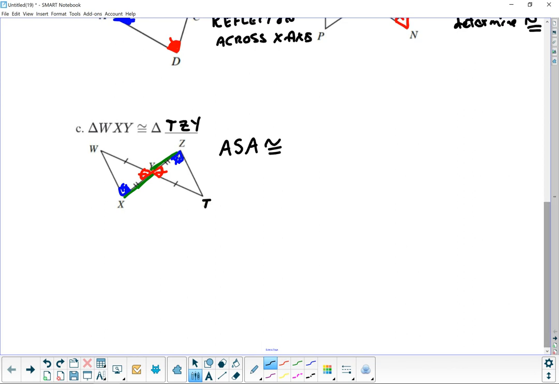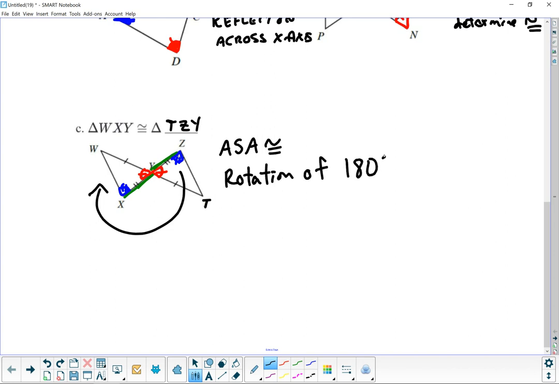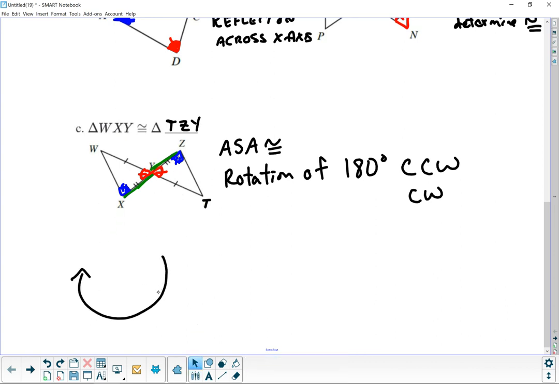Okay, and how do you get it? Let's see. All we have to do is rotate this. So if you think about this, if we rotate this counterclockwise or clockwise 180 degrees, it should actually do it. So I'm going to go ahead and say rotation of 180 degrees counterclockwise, or you can even say clockwise if you want, because if you turn 180 degrees, it looks like that. And if you do clockwise 180 degrees, it's going to actually look like that. So either way is fine.